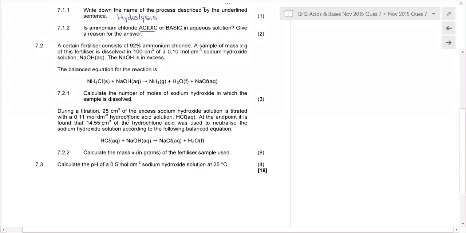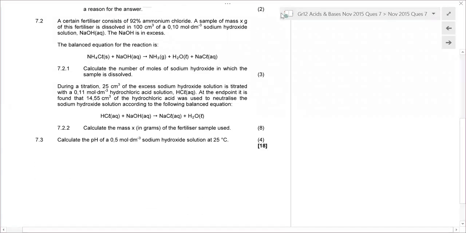7.2. A certain fertilizer consists of 92% ammonium chloride. A sample of mass X grams, so that is the mass of your total sample of this fertilizer, is dissolved in 100 cm³ of a 0.1 mol/dm³ sodium hydroxide solution. So the ammonium chloride fertilizer, which is only 92% ammonium chloride, is dissolved in 100 cm³ of a 0.1 mol/dm³ sodium hydroxide solution. The sodium hydroxide is in excess.